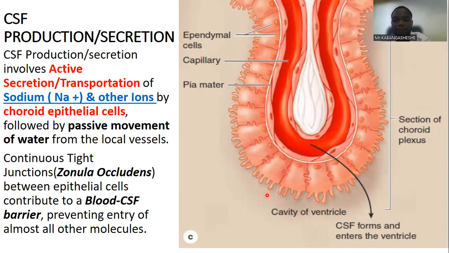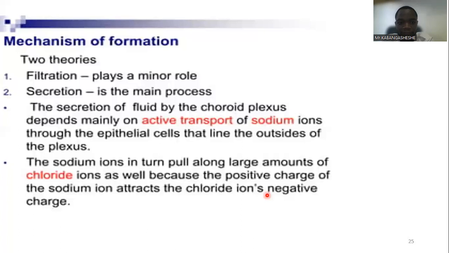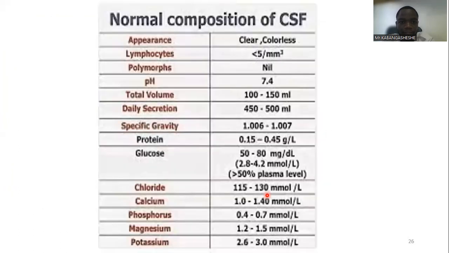They are now accumulating here in the ventricles and become part of cerebrospinal fluid. So two processes are involved there. Number one is active transportation, which is transportation of sodium, followed by passive transportation of water molecules and chloride ions.